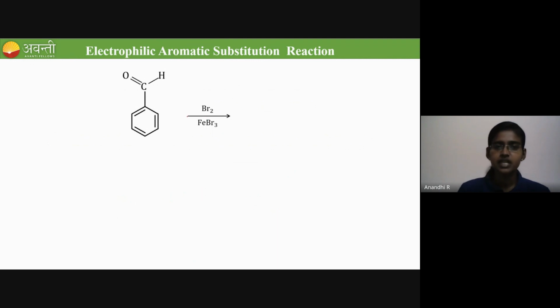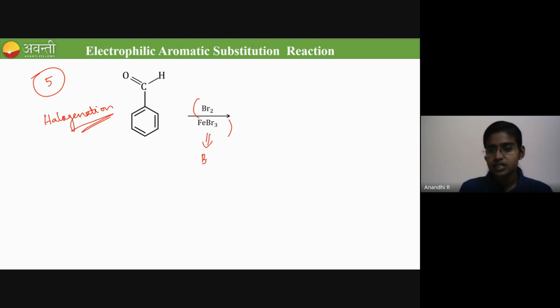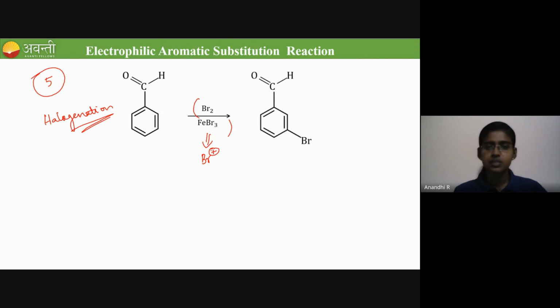So what is the name of this electrophilic aromatic substitution? We have 5 different types of electrophilic aromatic substitution. Under these 5, this reaction falls under halogenation. Here, these two are the electrophilic reagents, and from them the Br plus electrophile will be generated, and that electrophile will go and substitute the meta position of the CHO group. So what is the meta position? It is the alternate position to the carbon attached to the C=O system.